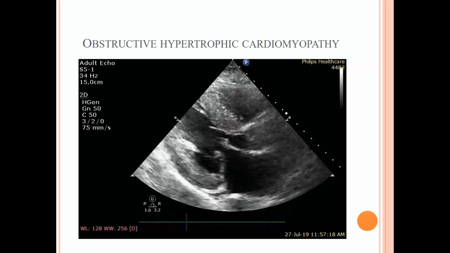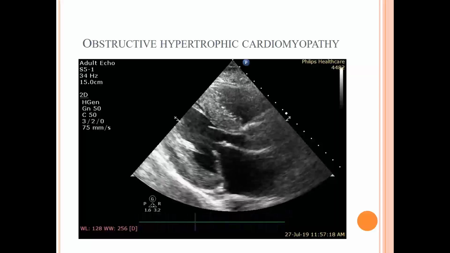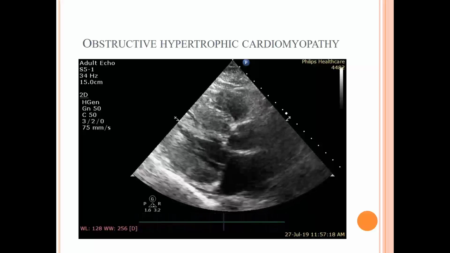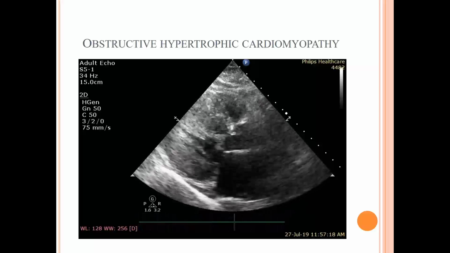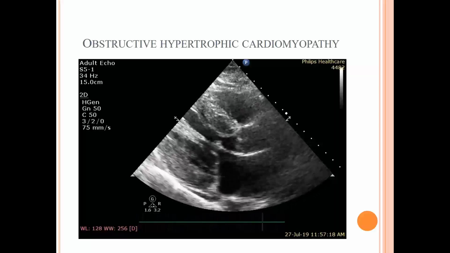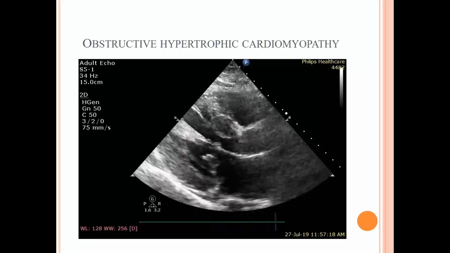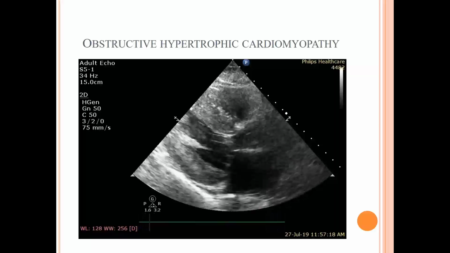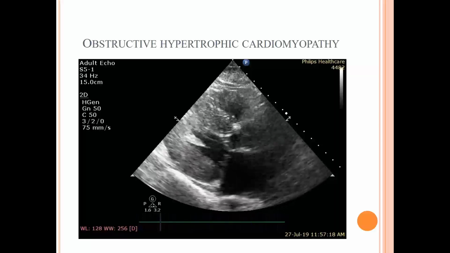This is a case of a male patient who had a family history of sudden cardiac death. As we can see here, the asymmetrical septal hypertrophy. The septum is 1.8 centimeters, while the posterior wall was 1.3 centimeters, and there was systolic anterior motion of the anterior mitral leaflet plus chordal SAM as well.